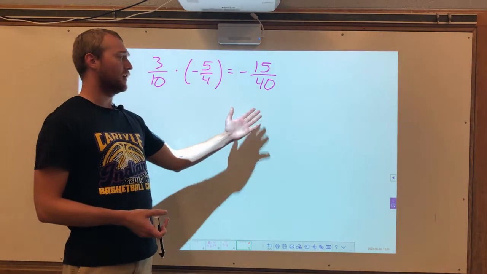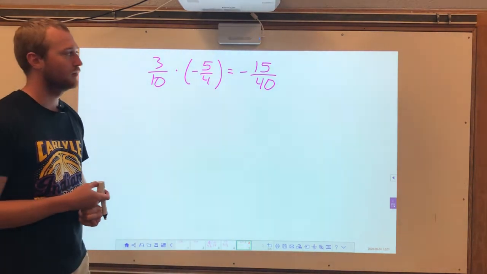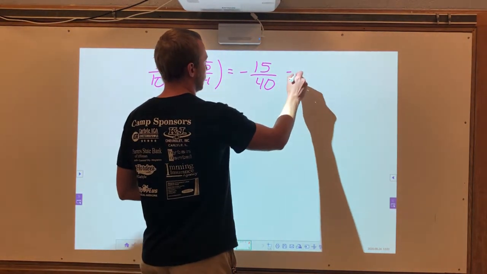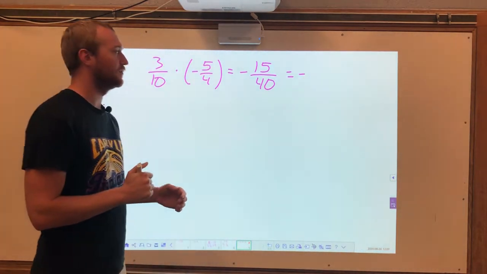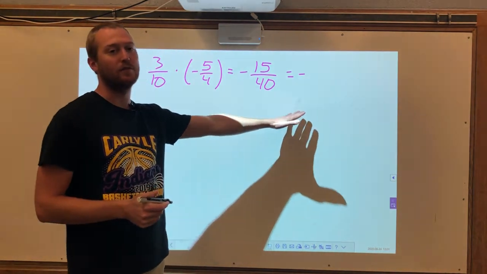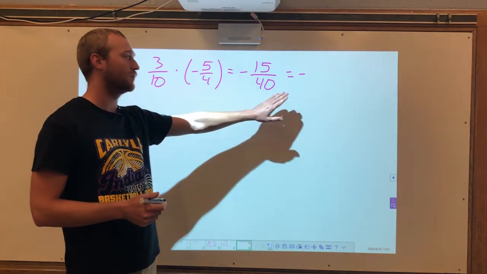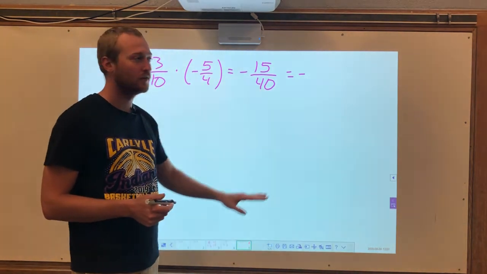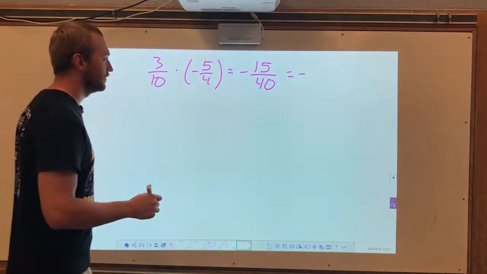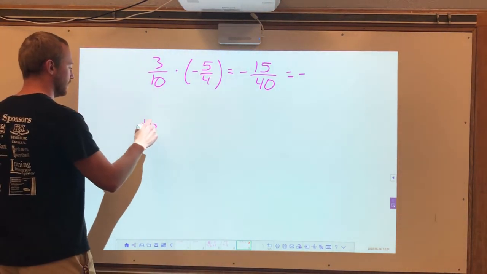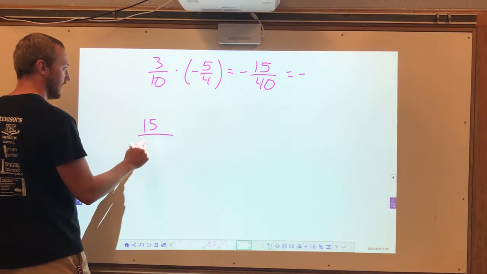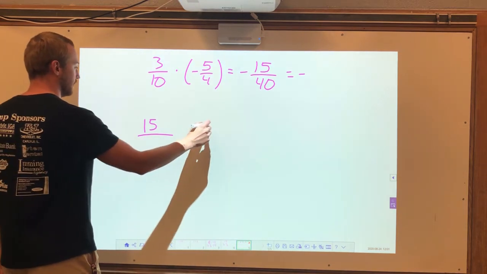Now, we should ask ourselves, can we simplify this? I'm going to start with keeping that negative. No matter what we do, it's going to be a negative number when we simplify. If the fraction you're starting with is negative, after you simplify it, it's still going to be negative. So we're asking ourselves, is there a common factor between 15 and 40?